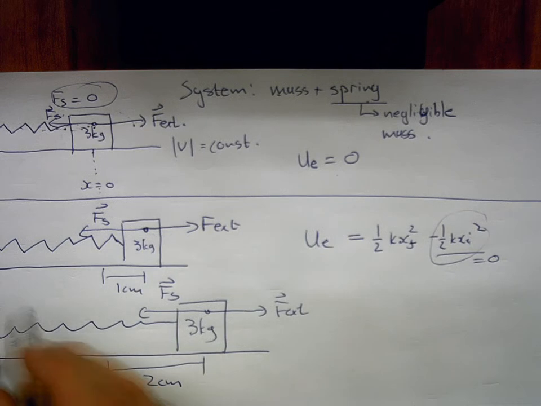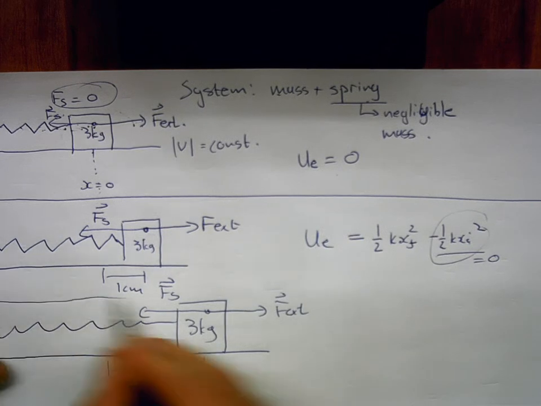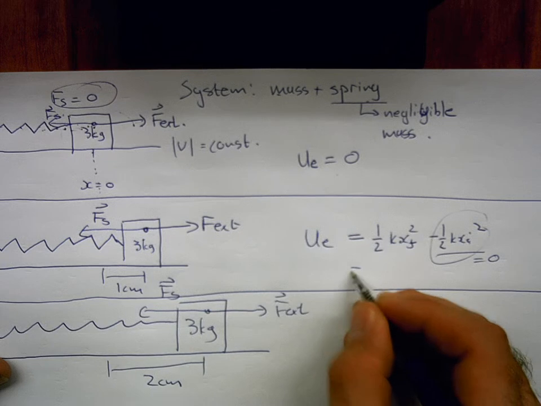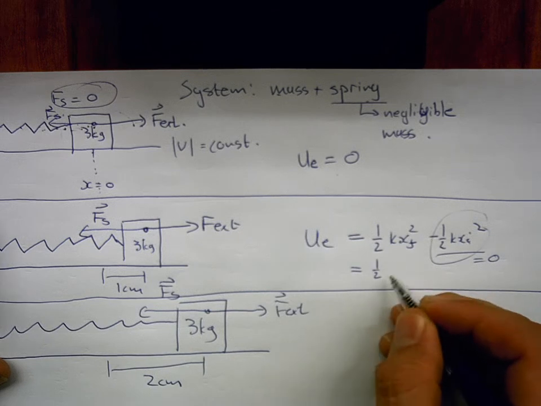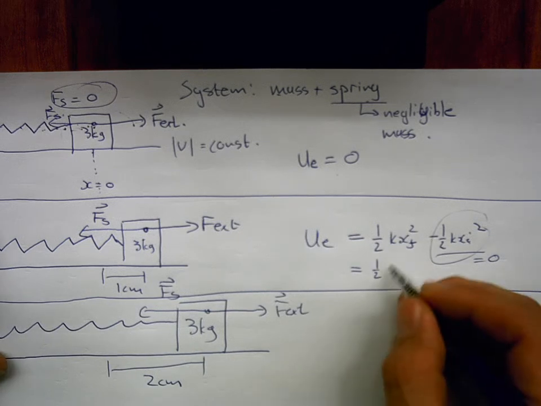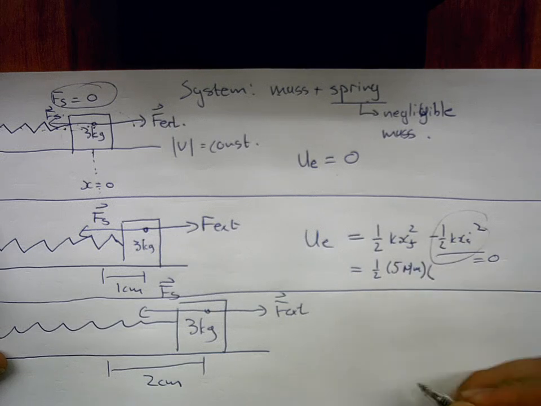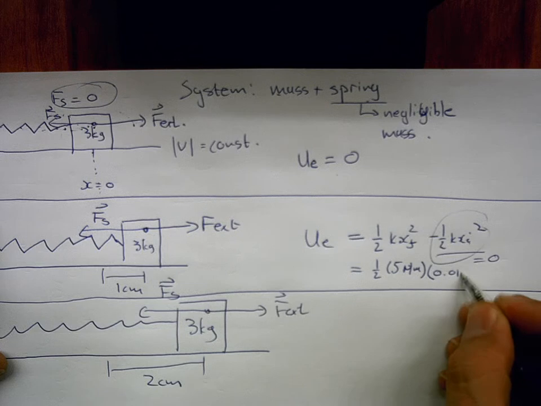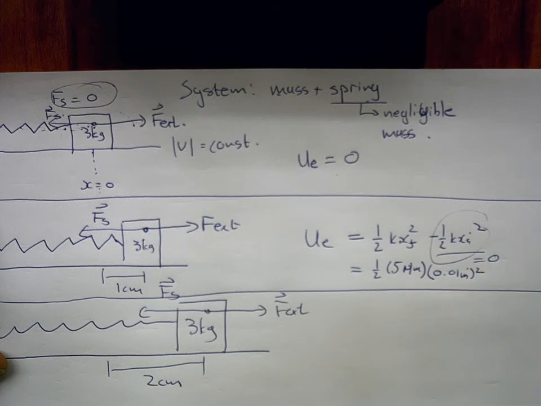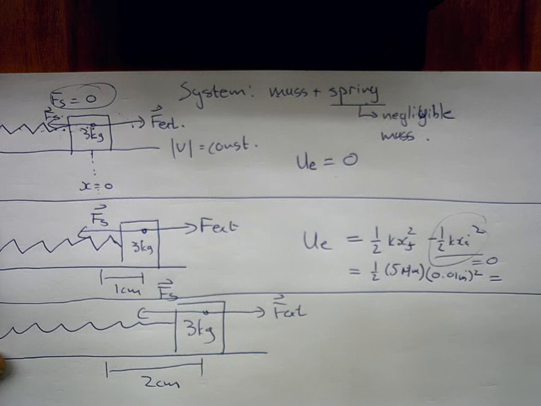So our potential energy in this case is equal to a half times the spring constant, which is given as 5 newtons per meter, times the final position, 0.01 meters, squared. And if we calculate this number, we get 0.025 joules. So make sure, 0.00025 joules.